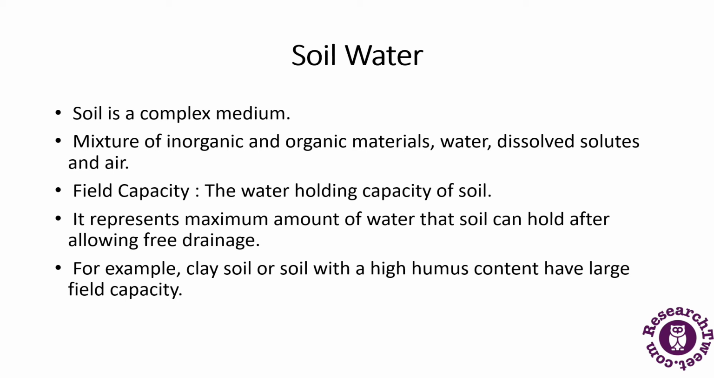Field capacity. The water holding capacity of the soil is called the field capacity. It represents the maximum amount of water that soil can hold after allowing free drainage. For example, clay soil or soil with a high humus content has a high, or large, field capacity. So this is the field capacity, which depicts the water holding capacity of the soil.